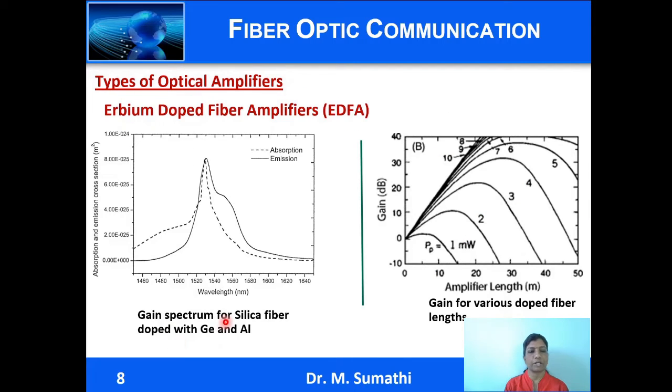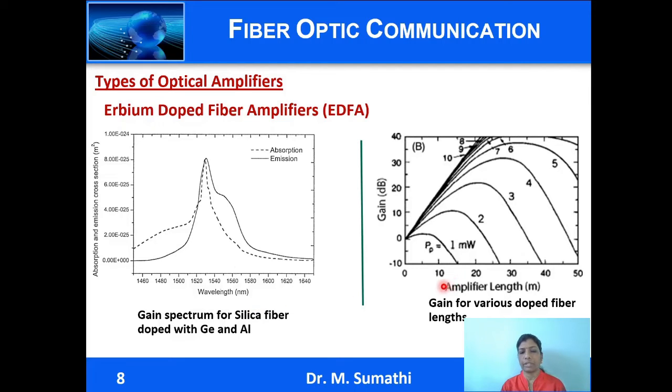Looking at the gain spectrum for an EDFA, which has silica fiber doped with both germanium and aluminum, the maximum gain occurs for a wavelength of around 1536 nanometers, and for another 20 to 30 nanometers the gain is sufficient. And the gain can be flattened using gain flattening filters.